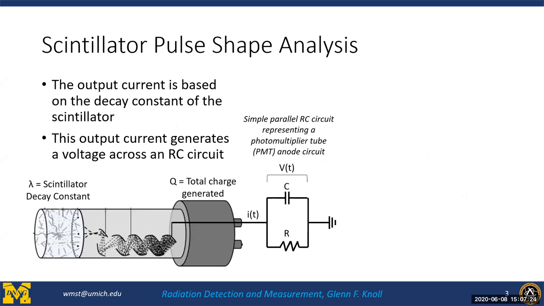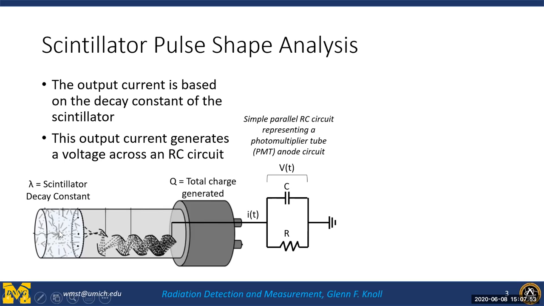So if you think about a scintillator, you've got a scintillator coupled to, in this case, a photomultiplier tube. You've got two main portions of it. You have the scintillator that has some inherent decay based off of its response, and then you can model a photomultiplier tube very simply by an RC circuit. So our net output current is largely based off of the scintillator decay.